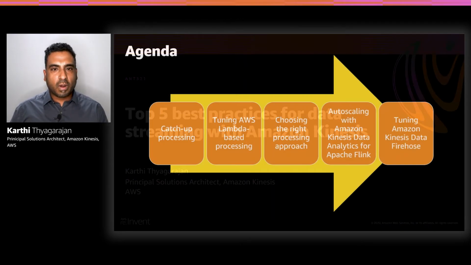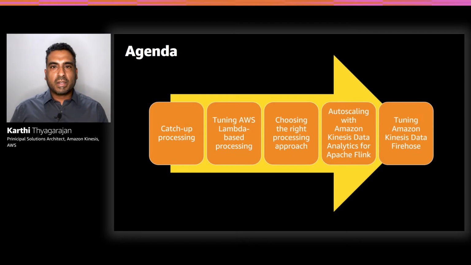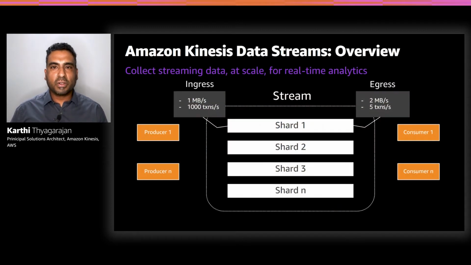Here's the agenda for today's session, and we'll use a scenario-based approach for talking about these best practices, and we'll cover 5 broad scenarios. And the theme that we'll use throughout this session will be latency and throughput. Before we jump into the first best practice, let's do a quick overview of Amazon Kinesis data streams.